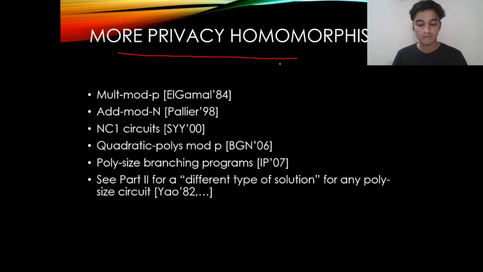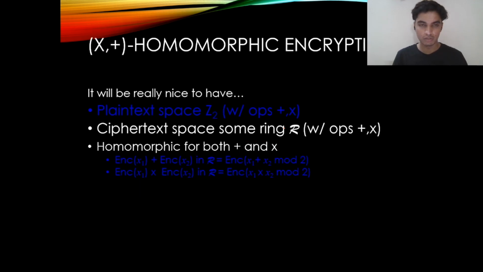ElGamal is multiplicative over Z, Paillier, which was introduced in 1999, is additive over Z, and BGN, which was introduced in 2006, supports one multiplication and multiple additions.